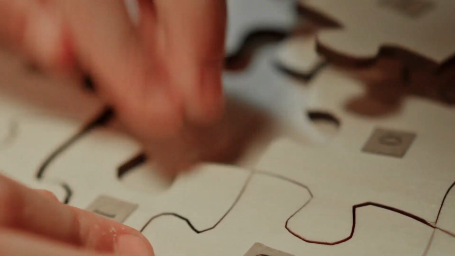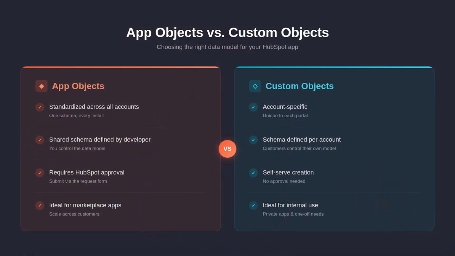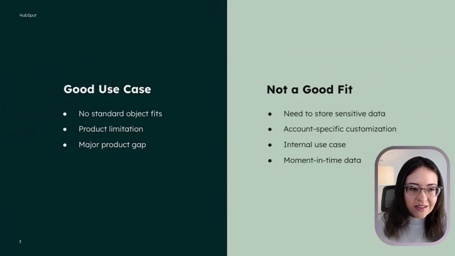So at a high level, app objects let developers define an object schema for their app in a way that can be standardized across all HubSpot accounts that install that app. And that's really a key difference from custom objects, which many of you might be familiar with, which are account specific. App objects currently require approval from HubSpot. So I'll show you where to find the request form and what makes a strong submission for a good use case and maybe ones that are not a good fit.